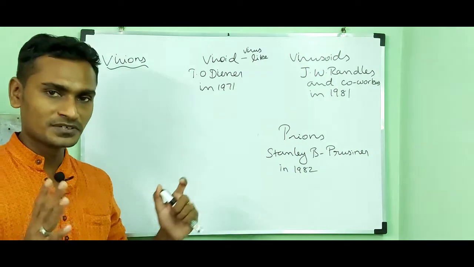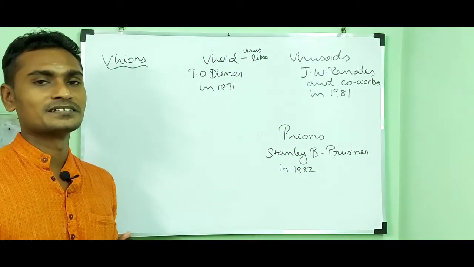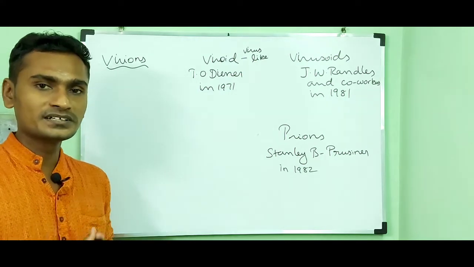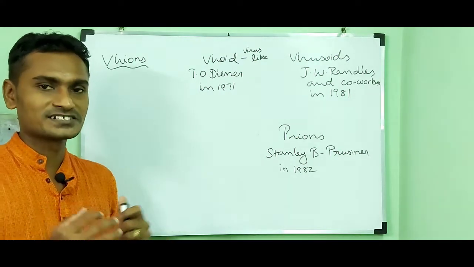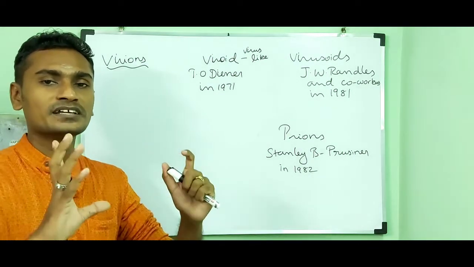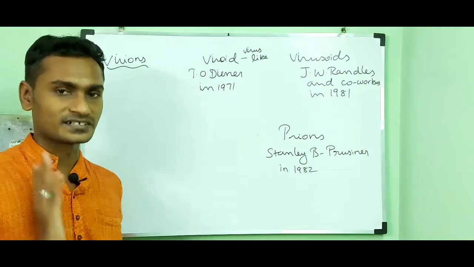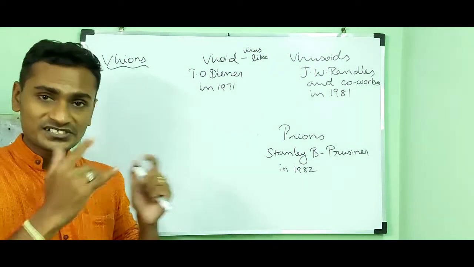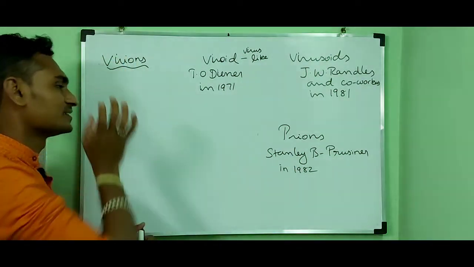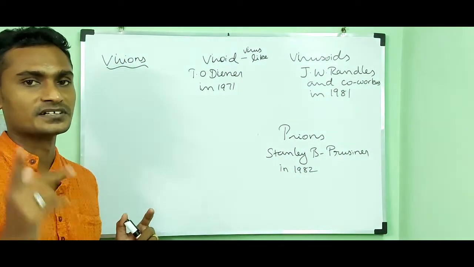Virions are nothing but virus. That means they are complete infectious virus particles and they are present outside the host cell. That is the only difference. When it is inside the host cell, they are called as virus. When they are outside the host cell, they are called as virions. That is the difference between virus and virions.